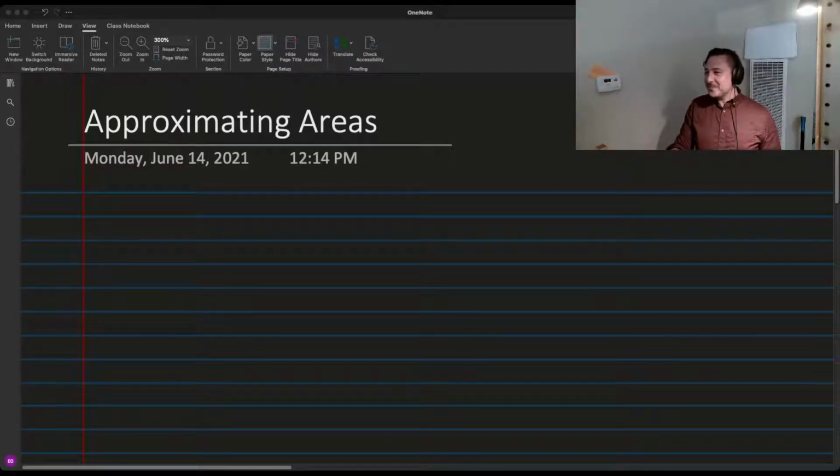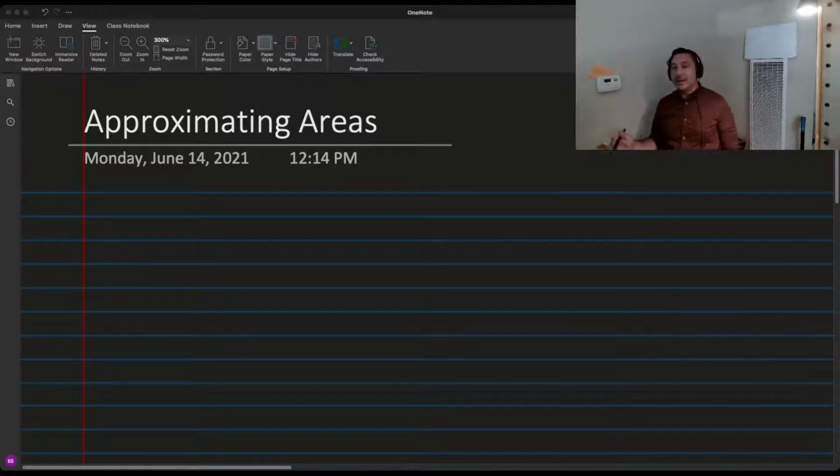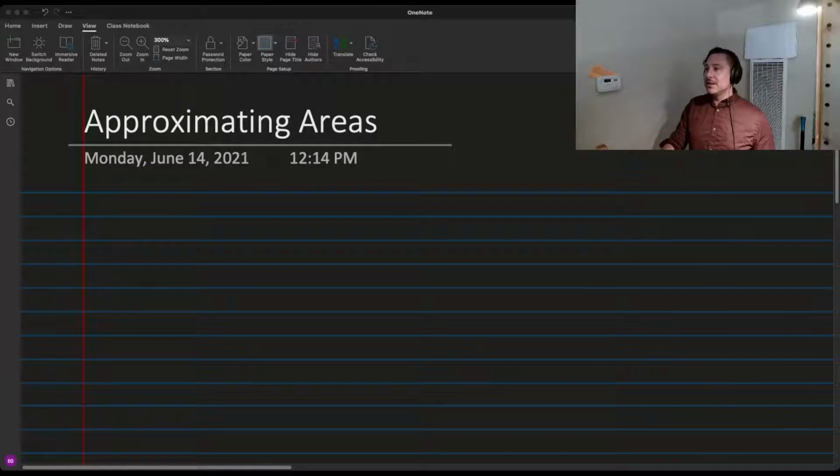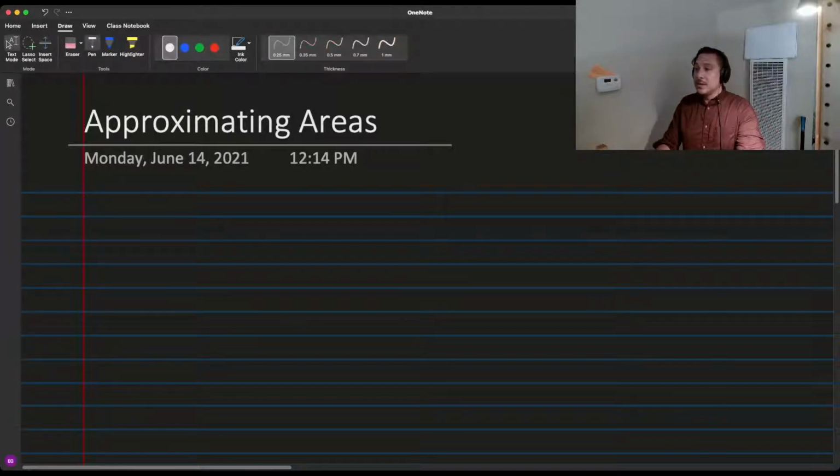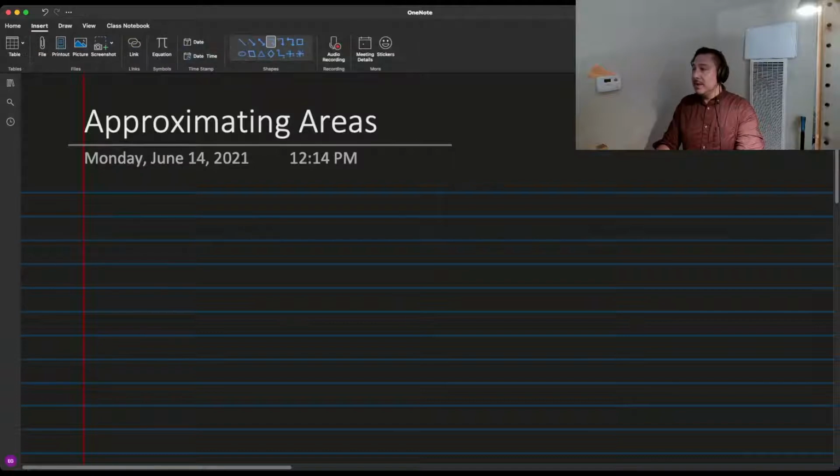Anyways, so let's talk about approximating areas. One of the things that we do in calculus a lot of the time, one of the major questions of what we work on, is figuring out the area under a curve. So let's talk about that.